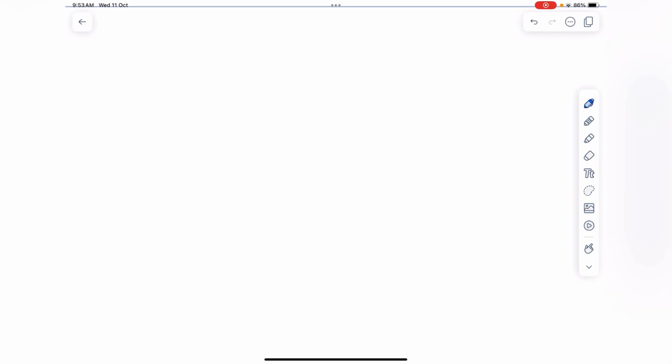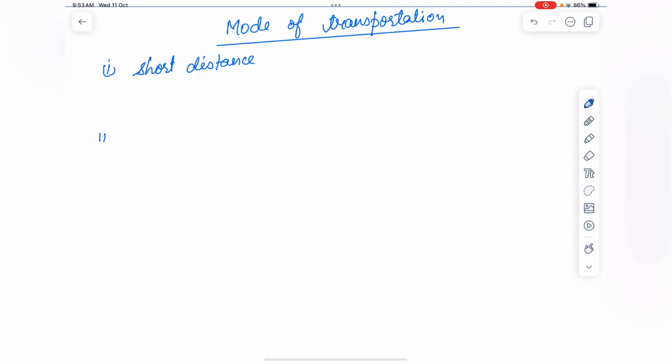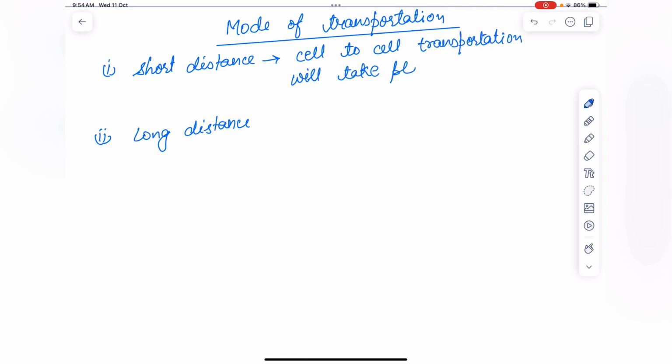Next, now we'll see the modes of transportation: short distance and long distance. What happens in short distance? Short distance means the movement will be from cell to cell. Cell to cell transportation will take place. Long distance means transportation will take place through xylem and phloem.